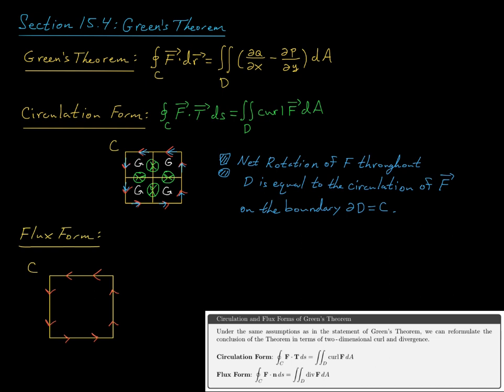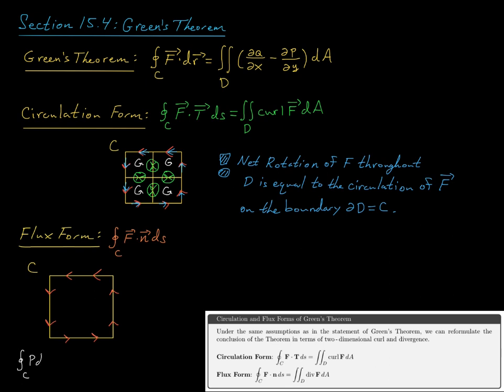So first thing I want to remind you of is that in section 15.2, we introduced the flux integral, which is just this line integral of our vector field dotted with the outward unit normal vector N, and this was taken again with respect to arc length. Okay, so we had also written this integral right here in terms of the components of the vector field F, right?